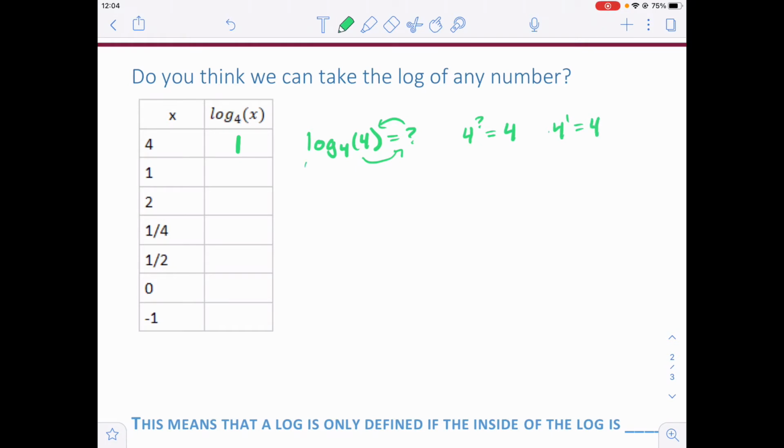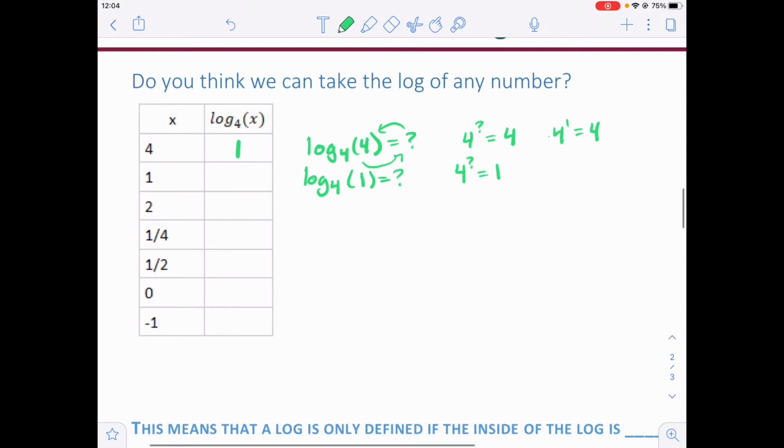Then we've got our next one. Log base 4 of 1 equals something. So we want to know 4 to what power equals 1. And if you remember, I really emphasized this before. This is going to be 4 to the 0 power, because anything to the 0 power is 1. This gives us 0.